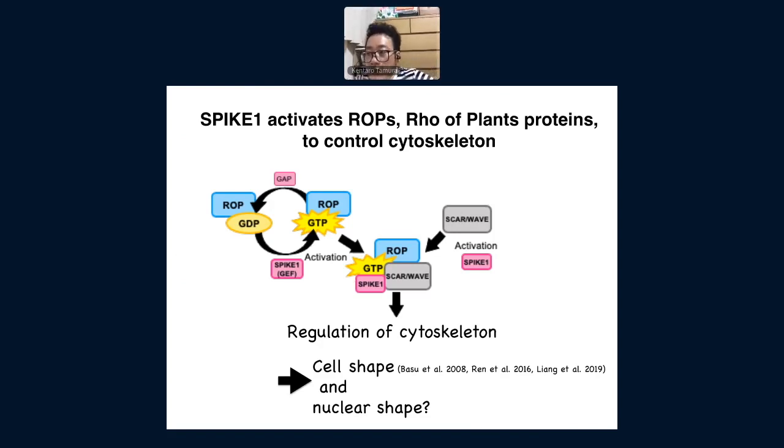Spike1 is known to be important for cellular shape, and it is well studied by other groups. Based on the previous reports, spike1 functions as a guanine nucleotide exchange factor and activates the small GTPase Rho, which is a group of plant proteins. The activated Rho proteins interact with other protein complexes and regulate the cytoskeleton for cellular shape. So we think such regulation of the cytoskeleton could be important for nuclear shape as well.